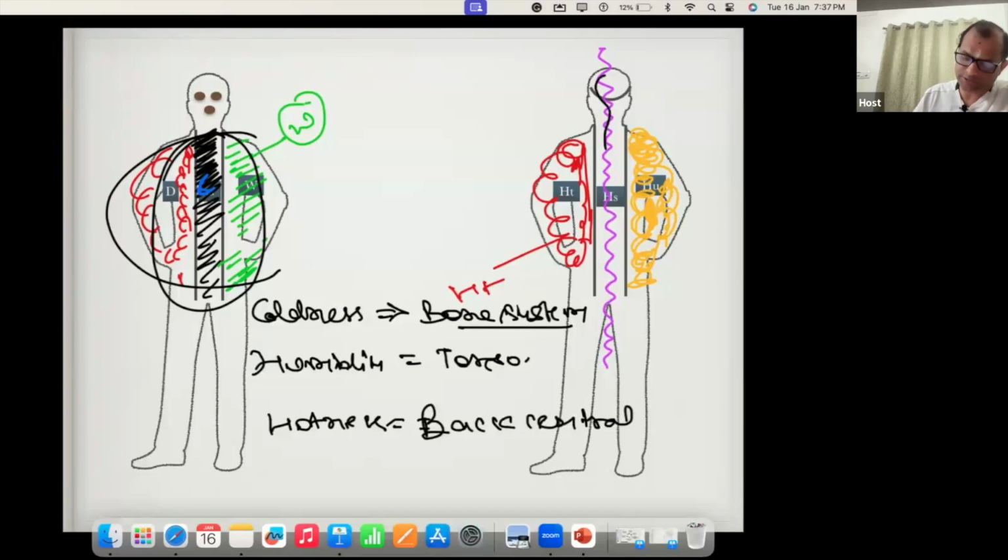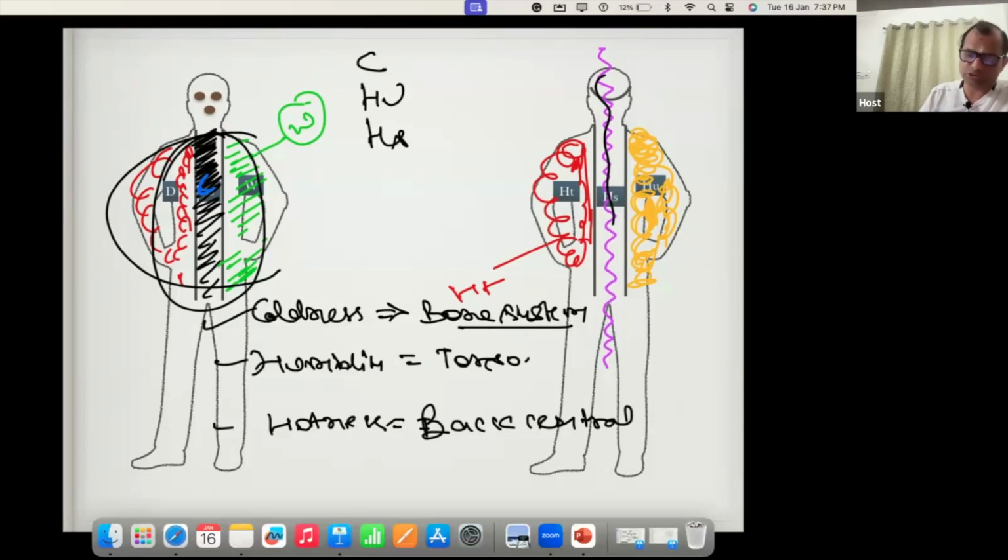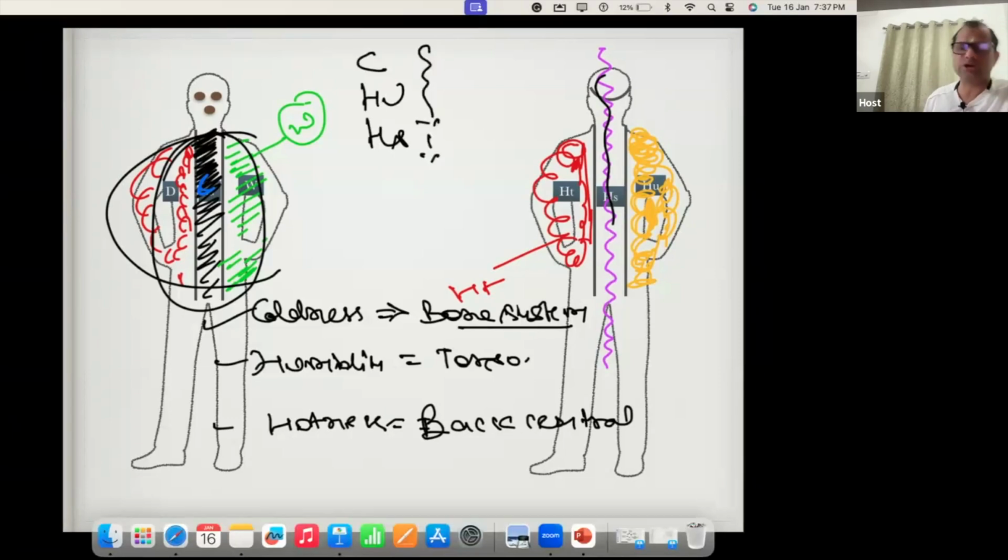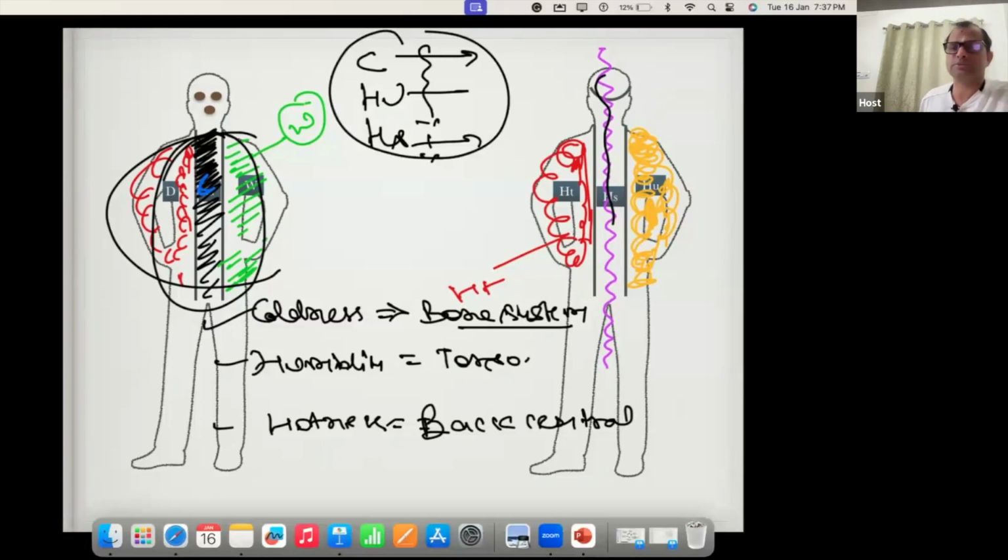Now I reach to the spine. Now these are the 3 things we have to take first. So coldness means bone system. Humidity means torso. Hotness means the back central. Okay. So this is the journey. Journey till the spine. So coldness means bone system. Humidity means the bone of the torso. And hotness means now in the back part. Okay, 3 things we have to start with.